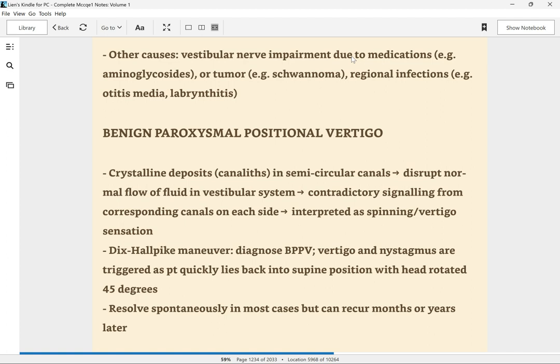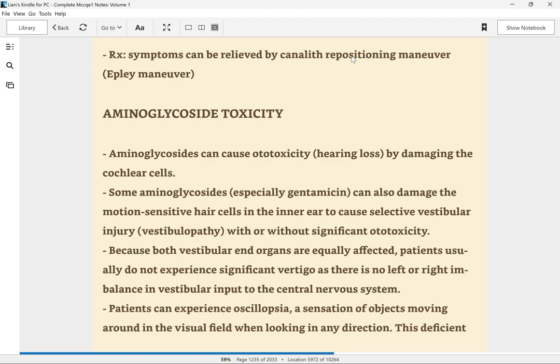Dix-Hallpike maneuver: diagnose BPPV when vertigo and nystagmus are triggered as the patient quickly lies back into supine position with head rotated 45 degrees. Resolves spontaneously in most cases but can recur months or years later. RX: symptoms can be relieved by canalith repositioning maneuver, Epley maneuver.